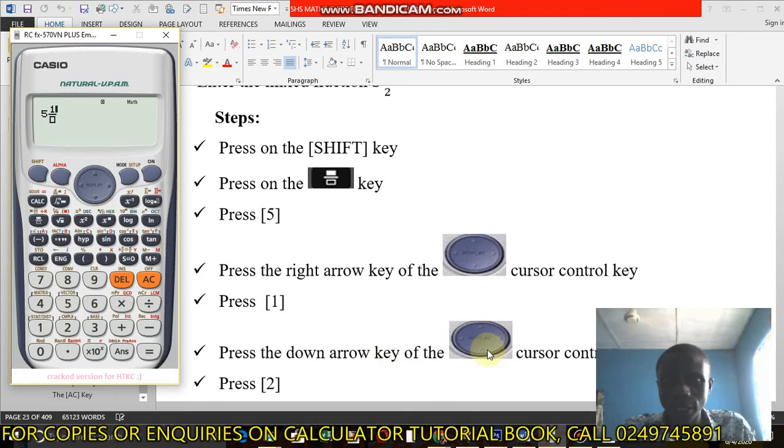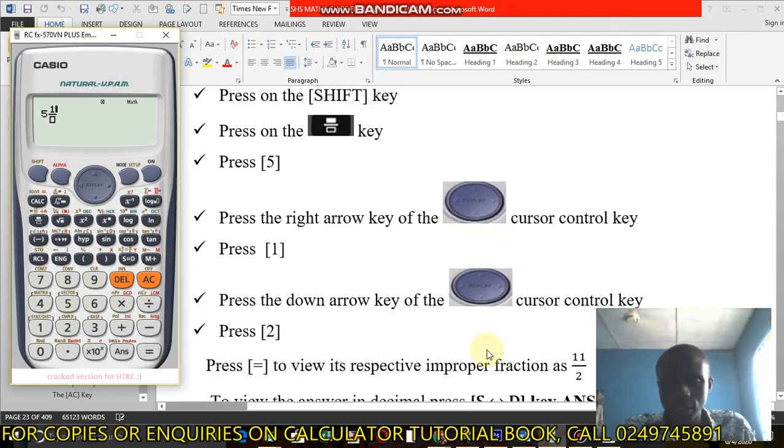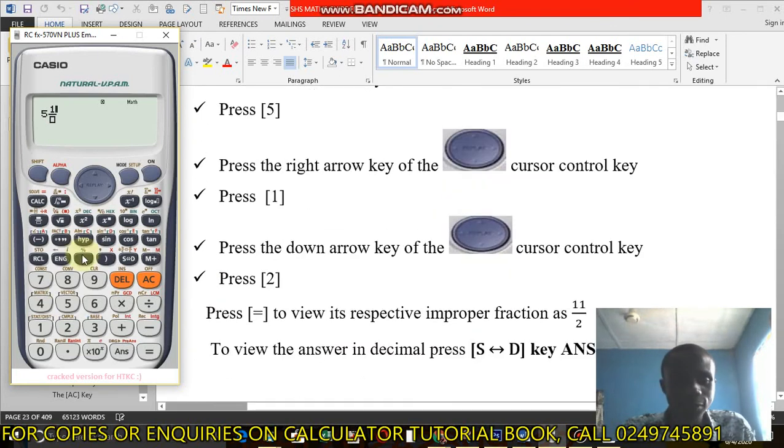Now we press the down arrow key of the cursor control key. Press the down arrow key. The cursor comes down. Then we press our 2. This is the correct way to enter a mixed fraction.